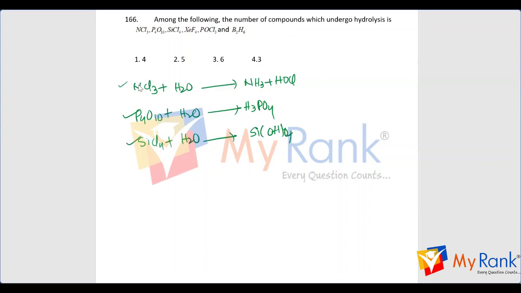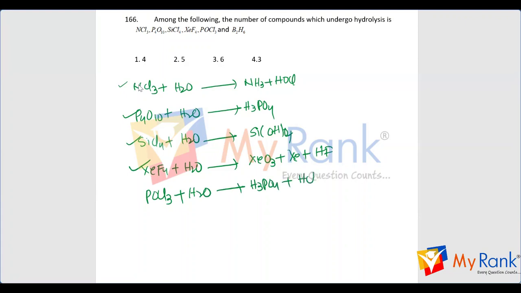And xenon tetrafluoride. The xenon tetrafluoride reaction is an interesting reaction, a disproportionation reaction. Xenon trioxide, where the xenon plus HF is formed here. This one also can undergo hydrolysis. And the next one, POCl3. When the P4O10 is subjected to hydrolysis, we get H3PO4. Similarly, POCl3 subjected to hydrolysis, the product H3PO4 is obtained plus HCl is obtained.